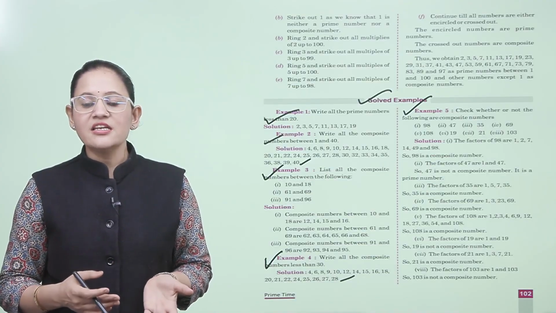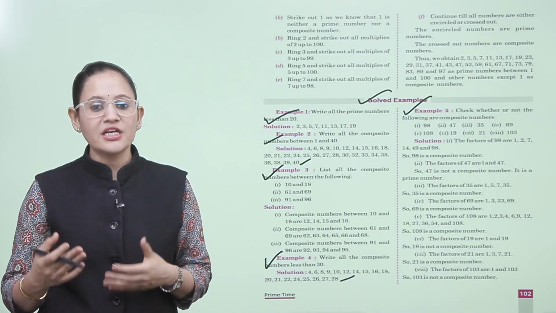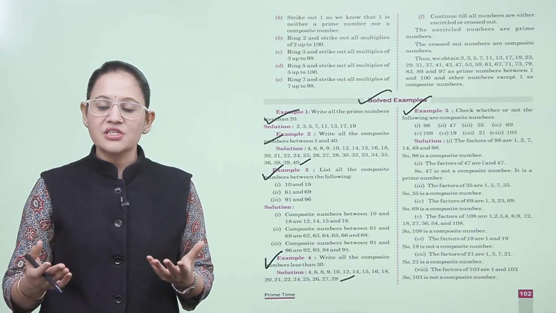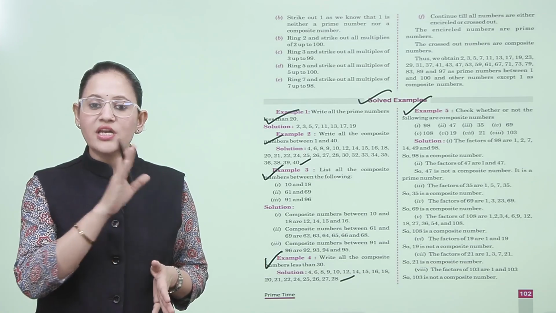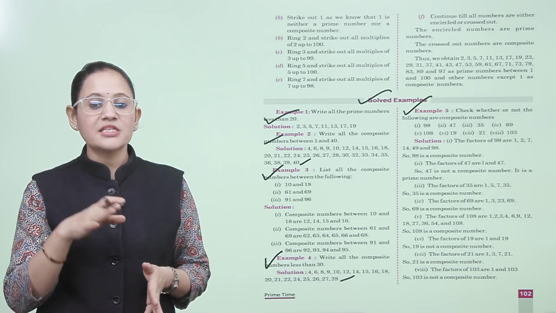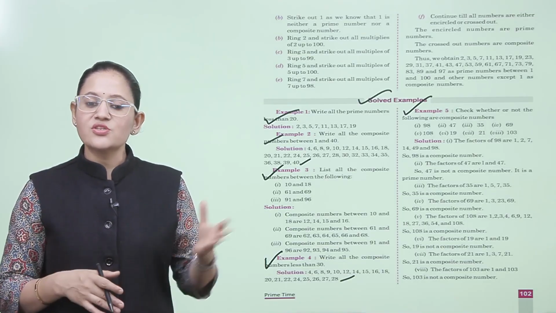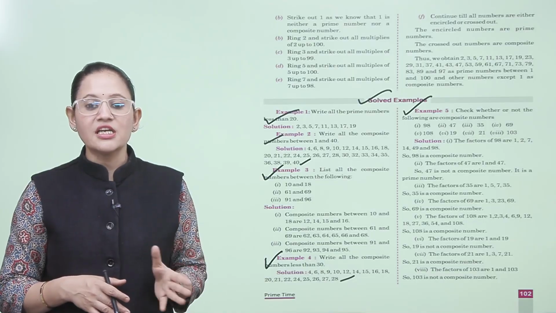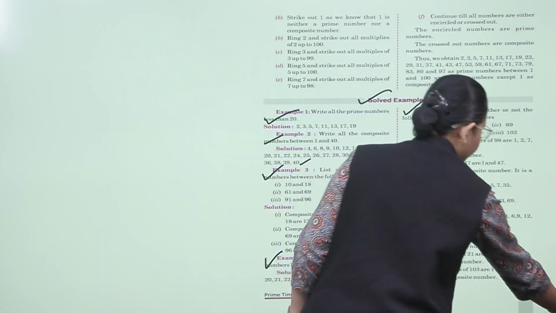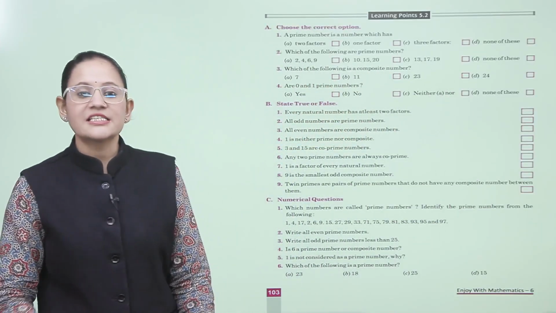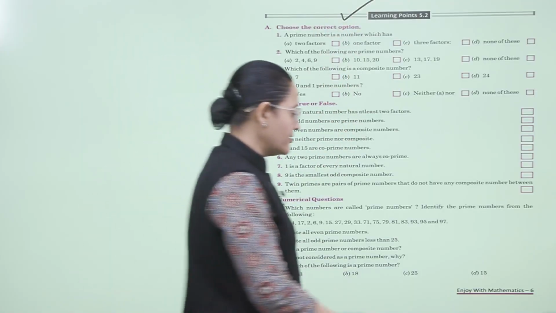The factors of 69 are 1, 3, 23 and 69, more than 2 factors, so it's a composite number. The factors of 108 are more than 2, so it's a composite number again. The factors of 19 are 1 and 19, only 2 factors, so it's a prime number, not a composite number. Clear? The factors of 21 are 1, 3, 7 and 21, so it's a composite number. The factors of 103 are 1 and 103, so it's a prime number, not a composite number. Next is learning point 5.2. So you have to practice all the questions given here.